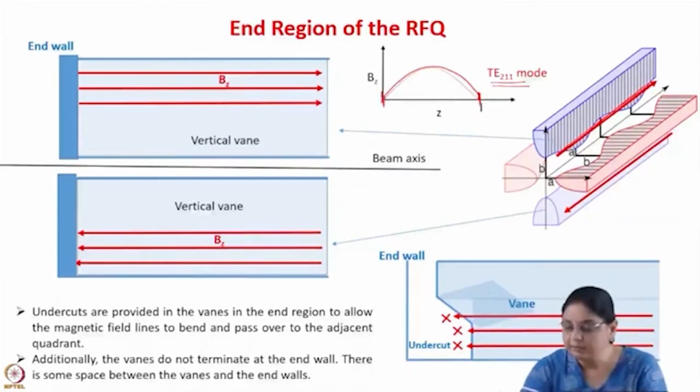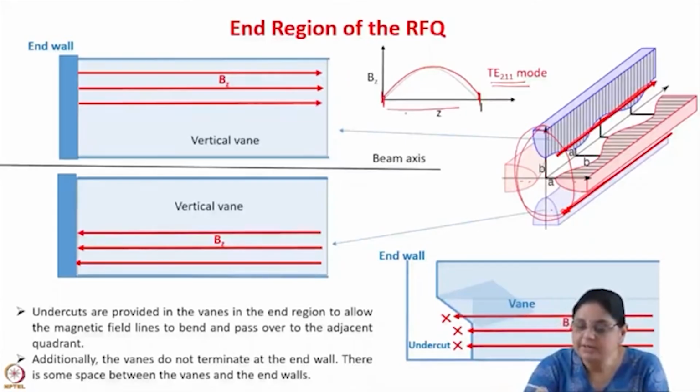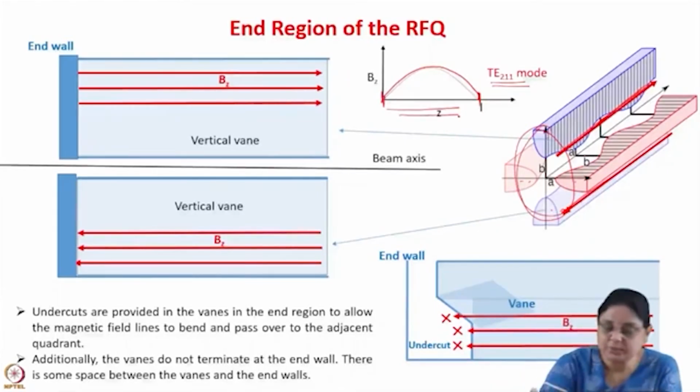So let's say we have these vanes here. These are the 2 vertical vanes and these are the 2 horizontal vanes. Now if we close it with an end plate here, this is the Bz field in the 2 quadrants. This field has to go to 0 at the end plate because it's the normal component of field, and then what we will get is a TE211 mode. So this is shown here.